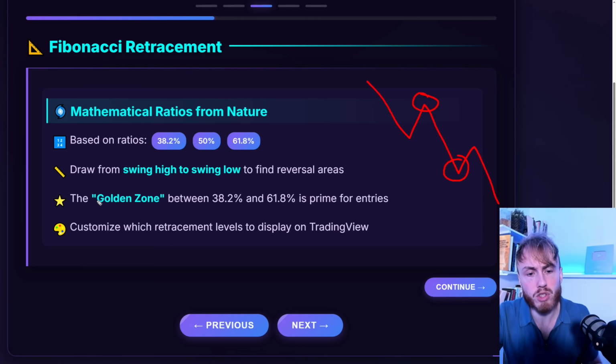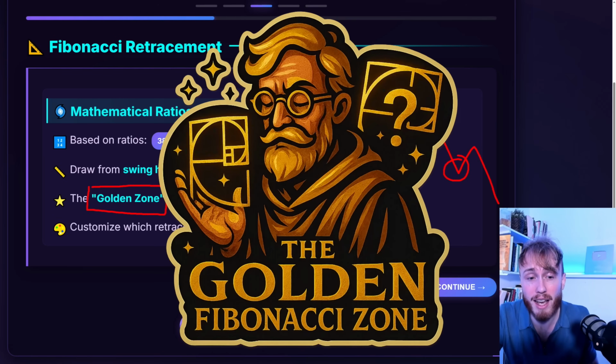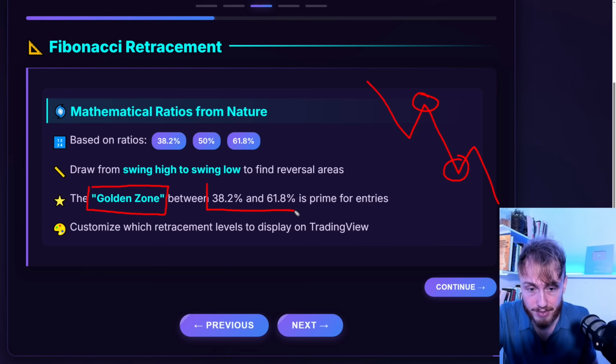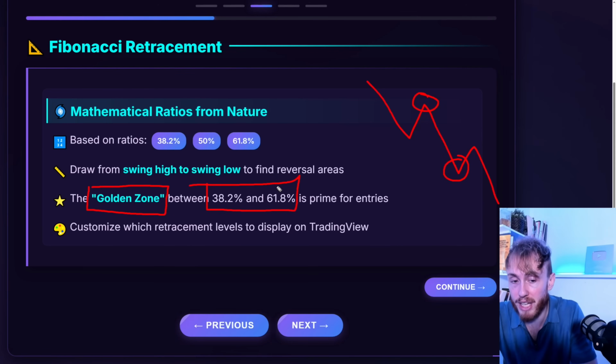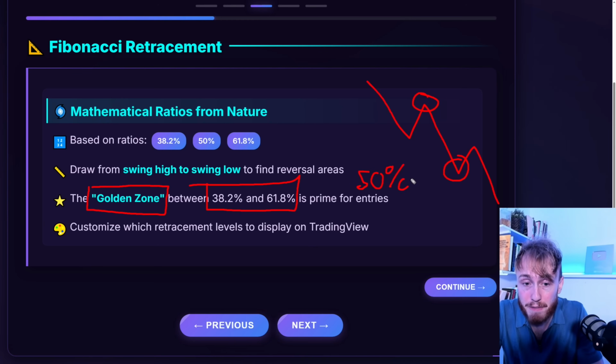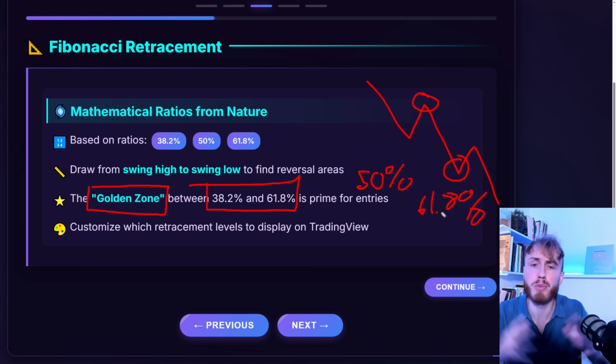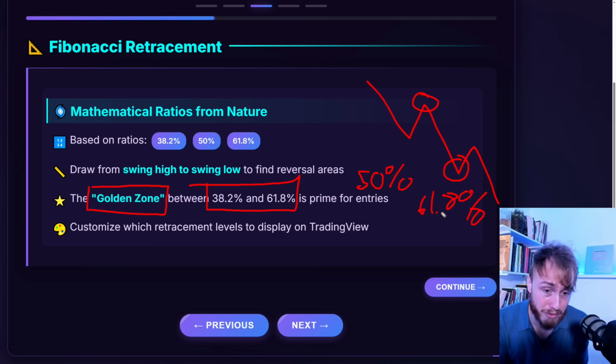But here, one zone you need to pay extra attention to is the golden zone. And the broadest definition here is that it's in between 38.2 and 61.8. Some traders define it to be more correctly between the 50% and 61.8%. But I would say that the most broad definition and the most beginner-friendly definition is to define it all the way from 38.2% to 61.8%.